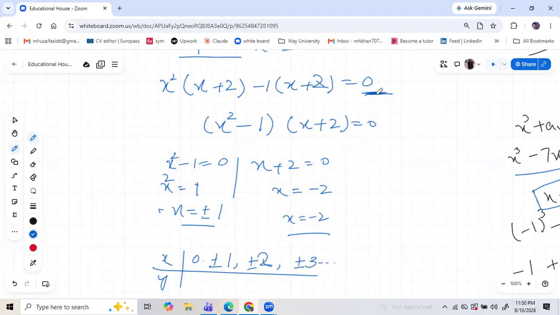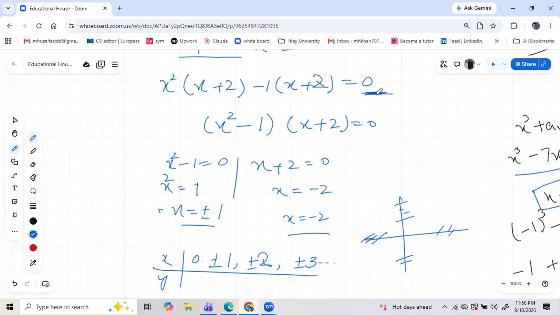In this manner, we can find the different points and show them in a graphical representation like this one. This is your positive x-axis side, this is your negative x-axis, this is your positive y, and this is your negative, and you can indicate it.